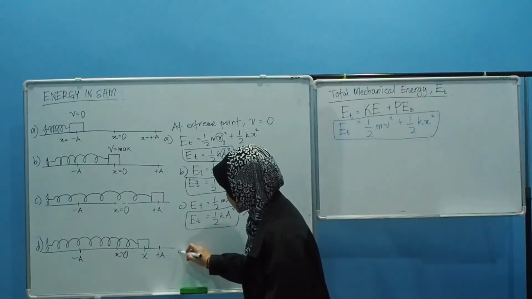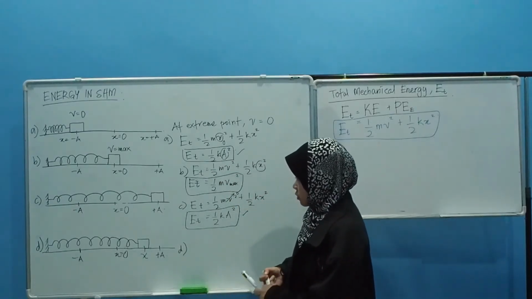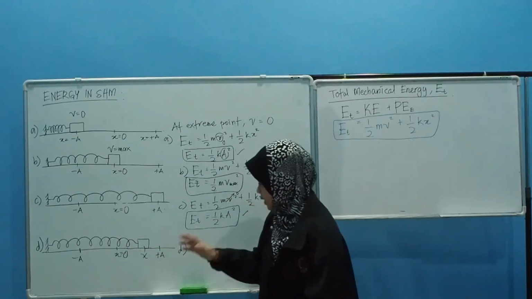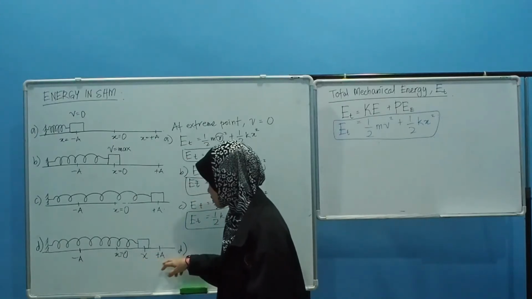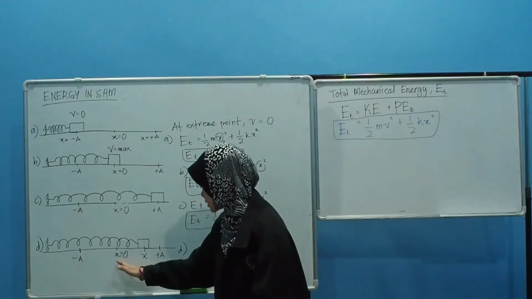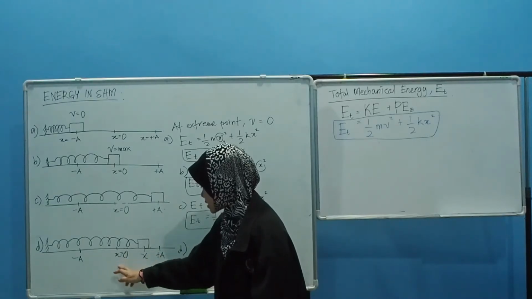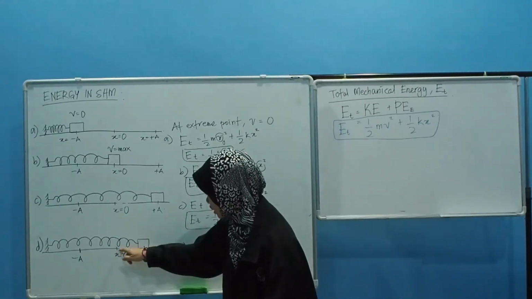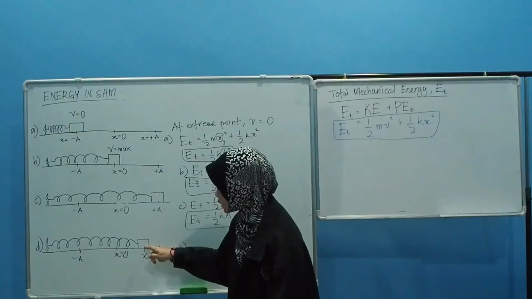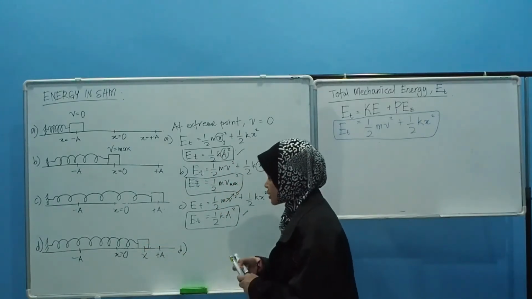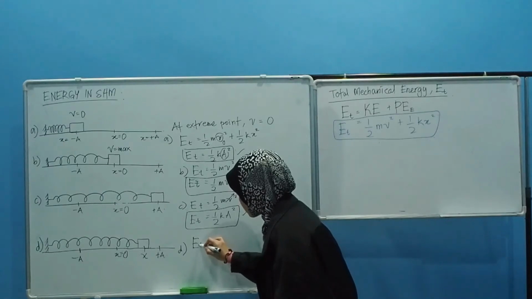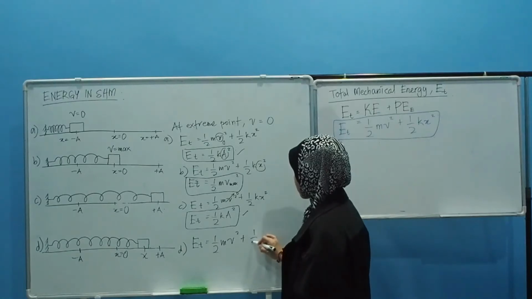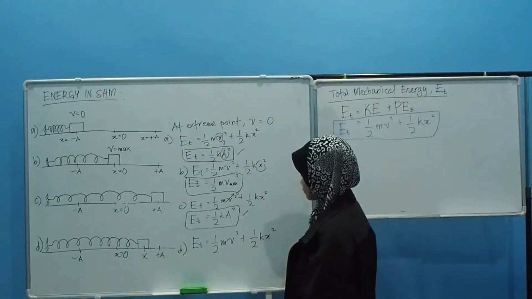Okay, have a look at D. For D, the object is not at the equilibrium position, and the object also is not at the maximum displacement, but it is at the intermediate between x equal to 0 and x equal to plus A. Somewhere here. So how are you going to calculate the total energy? The total energy is equal to half m v squared plus half k x squared.